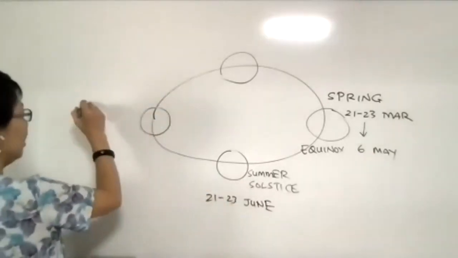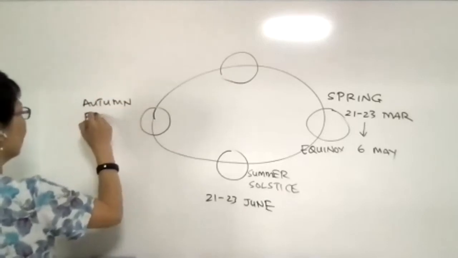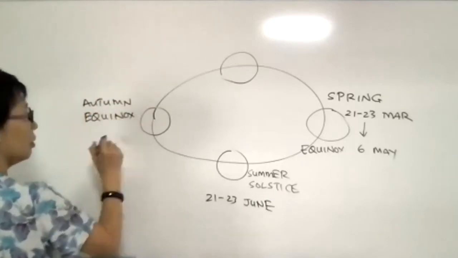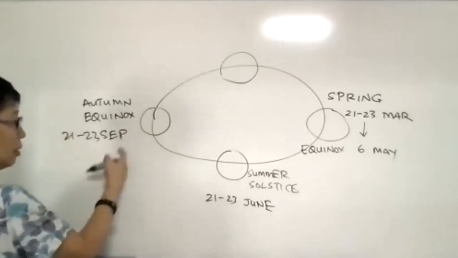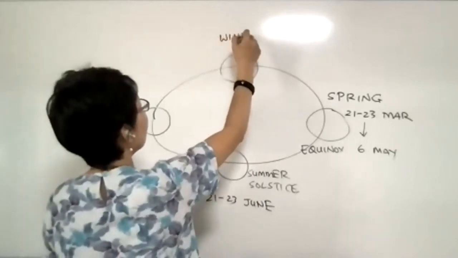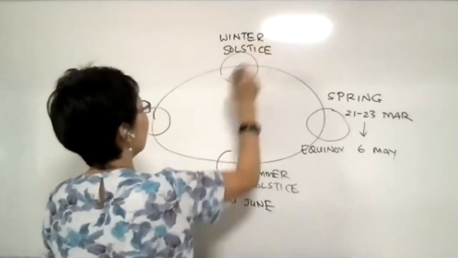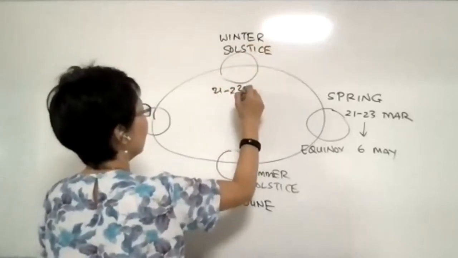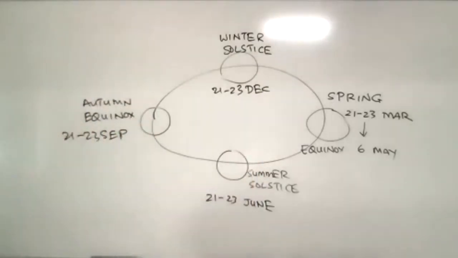Then after that is the autumn equinox. This will be in September, the 23rd, somewhere around here. And then comes the winter solstice. Usually the 22nd is around.